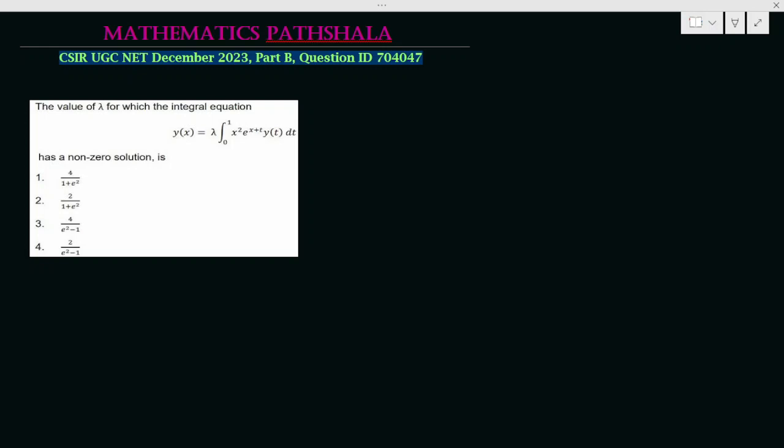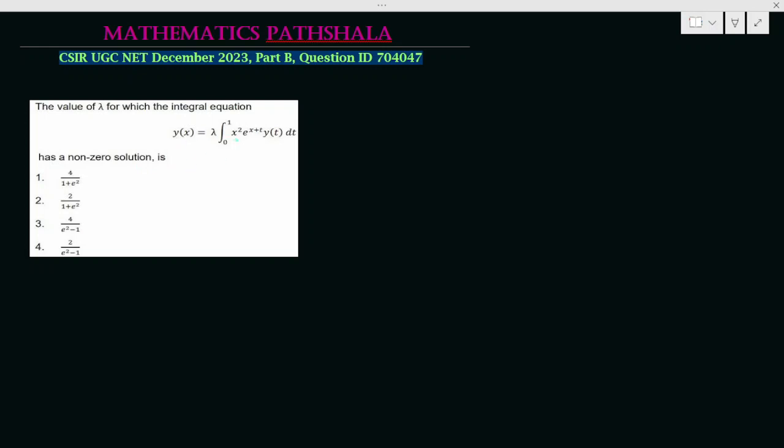Today we will solve a problem of integral equation which is taken from CSIR UGC 8 December 2023 from part B, and the question ID is 704047. Here it is said to find the value of lambda for which this given integral equation has a non-zero solution.